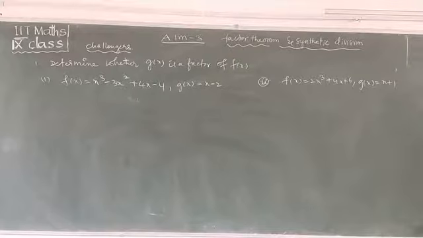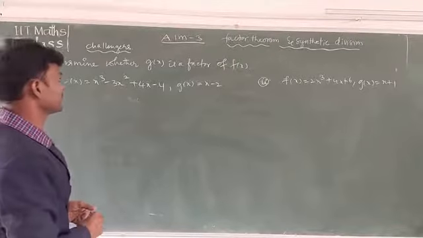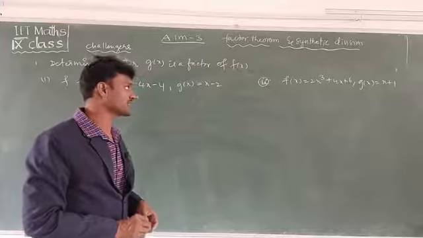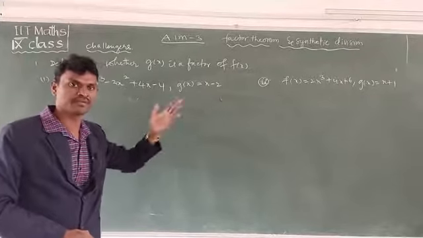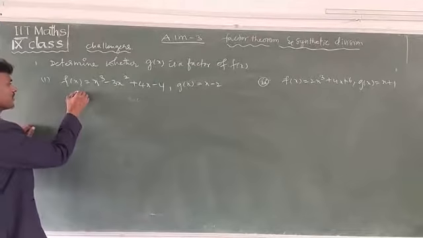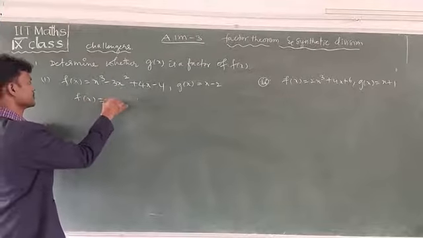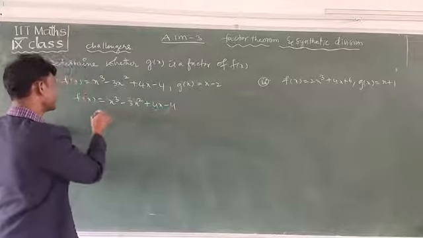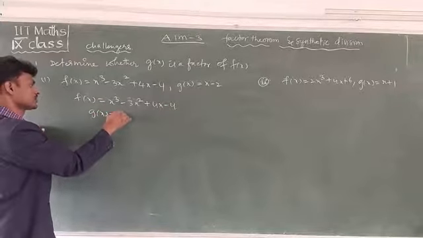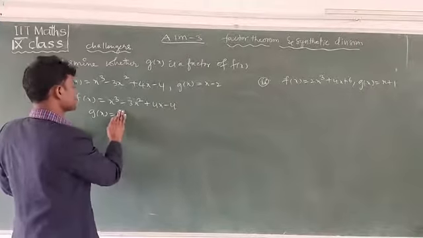Okay, now see here, first problem challenges: determine whether g of x is a factor of f of x. Here two problems are given. I will explain the first problem, you can try the other at home. Second problem, see here. This is f of x. F of x is equal to x cube minus 3x square plus 4x minus 4, and g of x is equal to x minus 2.